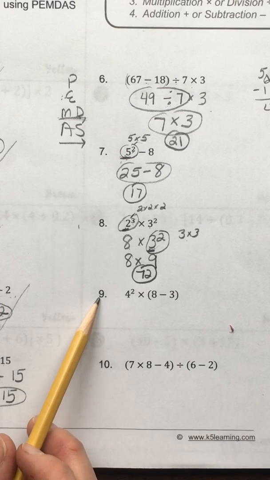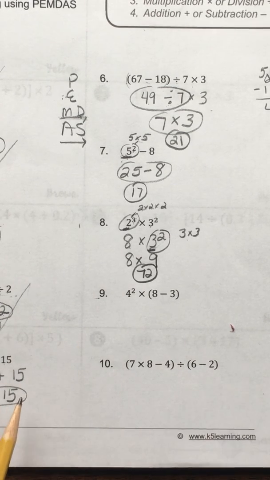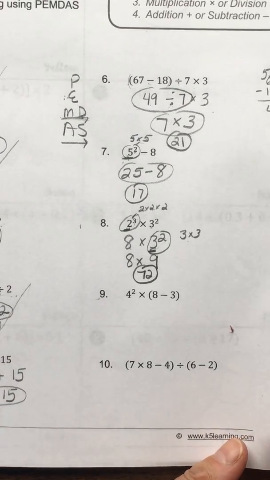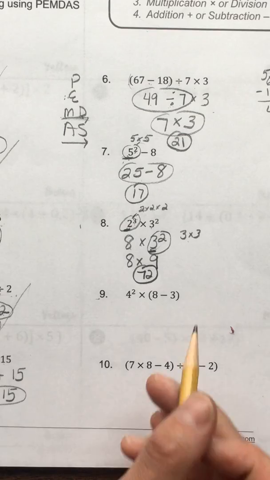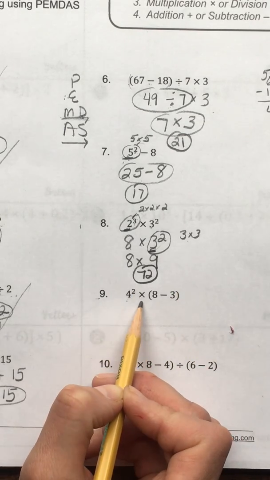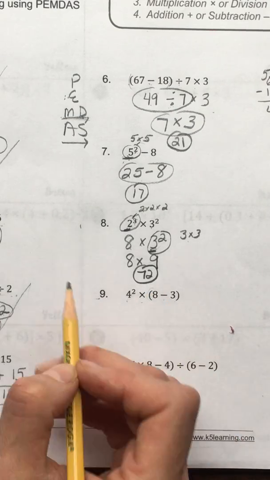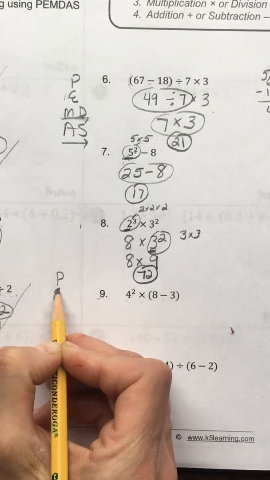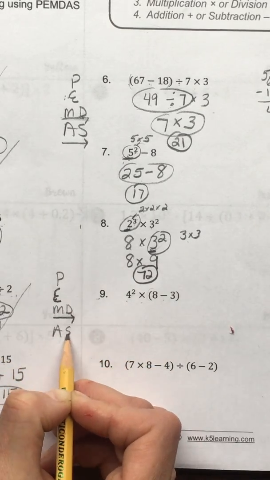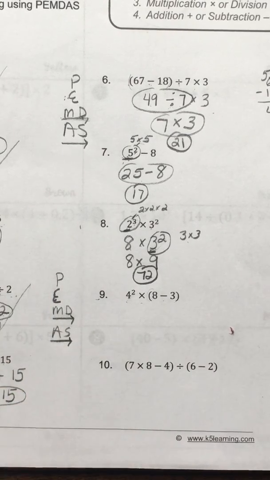Give you a second to copy that problem down. Let's work through that problem. I see I have exponent, I have multiplication, I have parentheses, and I have subtraction. Keep talking yourself through the orders of operation.